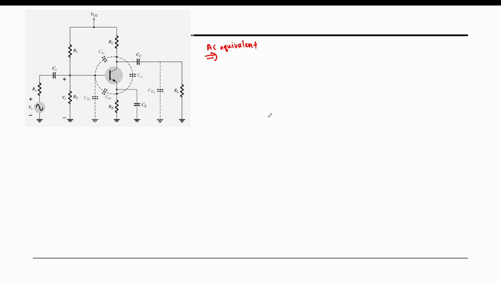Okay, so in the AC equivalent, CS will become short, CC will become short, CE will become short as well, right? So our AC equivalent will be: this is our VS, goes to ground, and then we have our RS, and then we have R1 parallel with R2.